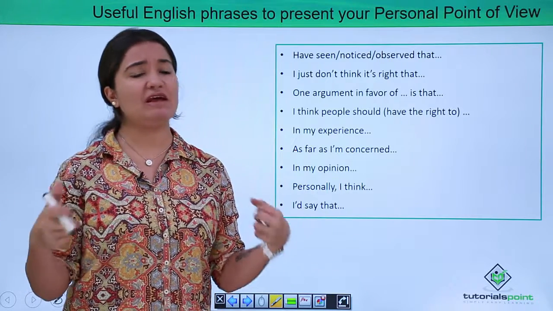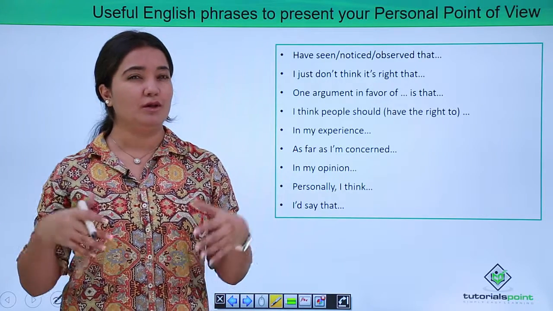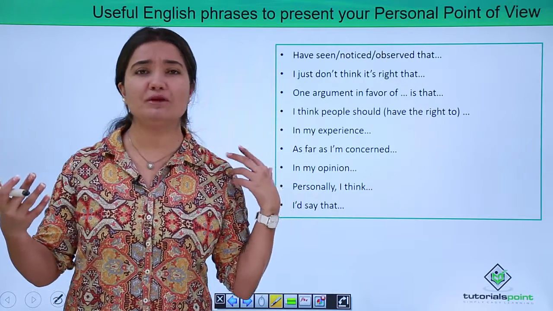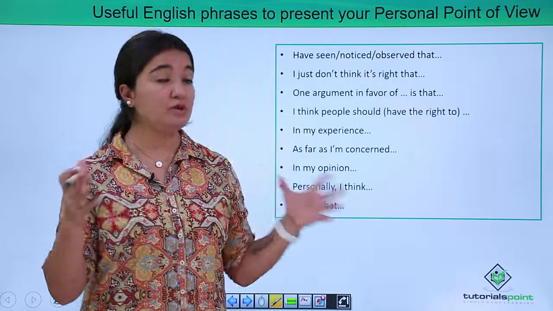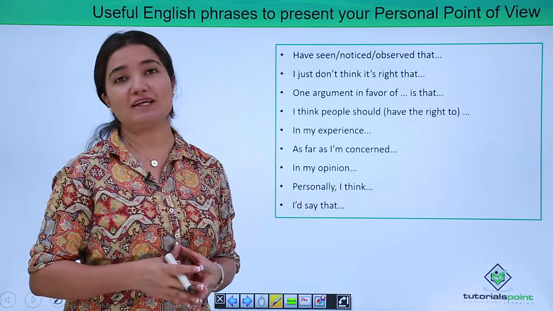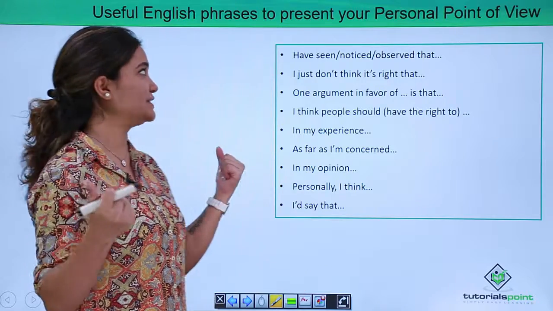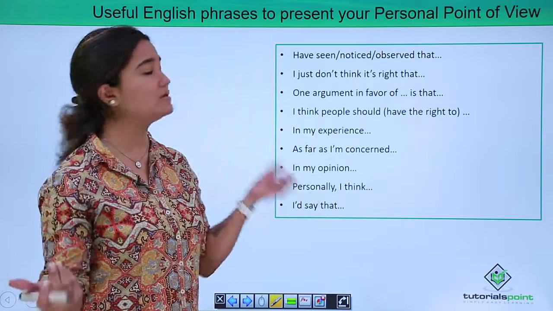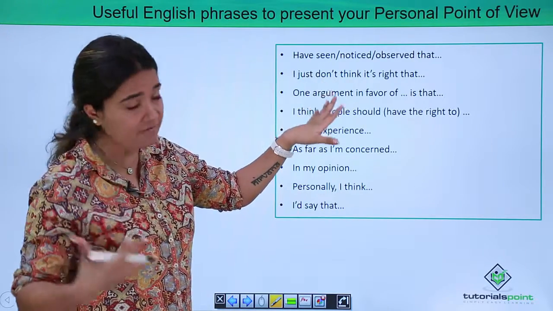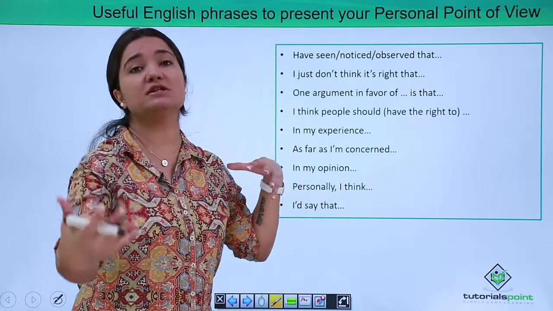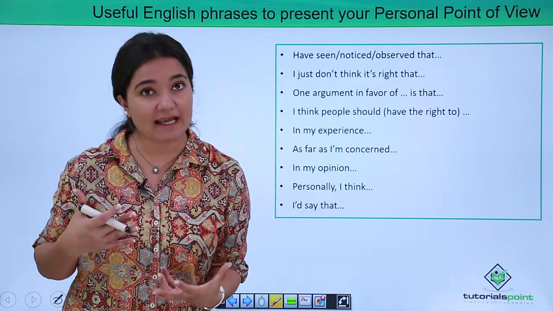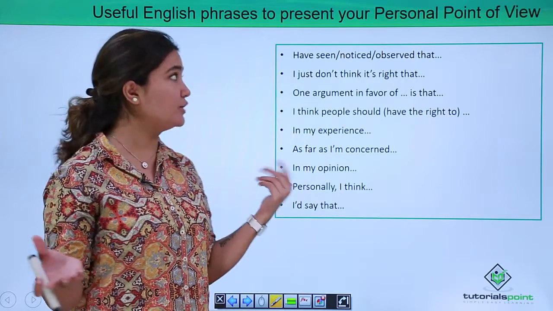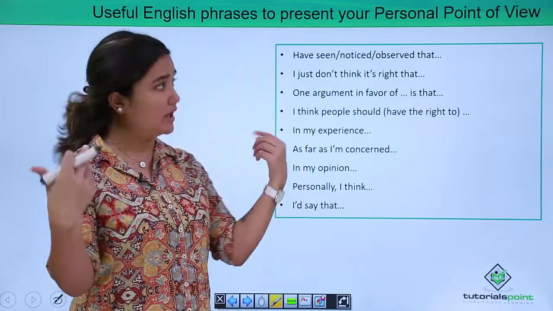Usually whenever we have to present a point of view, we end up saying "according to me." We do not want to repeat "according to me" time and again, right? So let's see how we can present a point of view in different ways. Now the easiest, simplest way in which you can start off is "I have seen," or "I have noticed," or "I have observed." You can start your sentence with that, and thereafter you can present the context of your point of view.